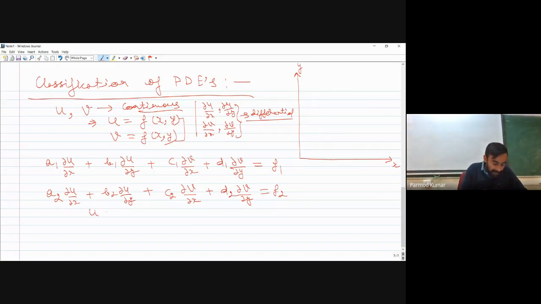Now, if u is a function of x comma y, I can write by using the chain rule that du will be equal to del u by del x times dx plus del u by del y times dy. Similarly, I can write dv as equal to del v by del x times dx plus del v by del y times dy.